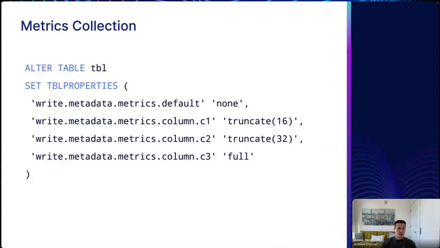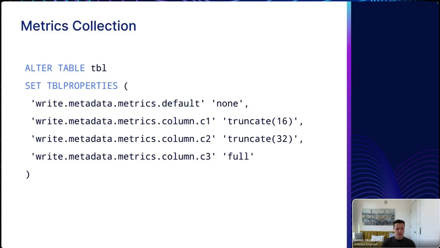I usually start by looking at the workloads and at anticipated query patterns to come up with a list of columns for which it would be most beneficial to keep the column level statistics. So in this example, we're setting the default metrics collection mode to none, meaning that Iceberg will not collect metrics for columns. But then we override this for columns C1, C2, and C3.